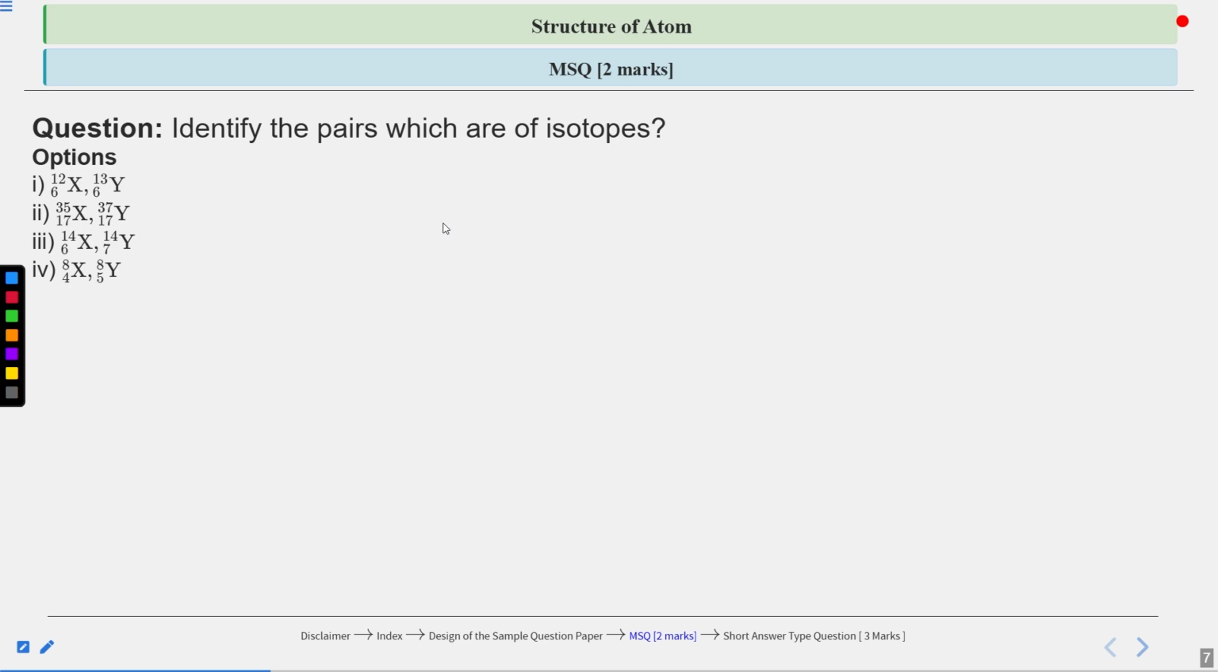Here is your first question. It is an MSQ type. Therefore, multiple options can be correct. And mostly, I would say it is a 2 marks type. And in examination, you would be asked to select 2 options, right? So the question says: identify the pair which are isotopes. Your time to solve this question starts now.